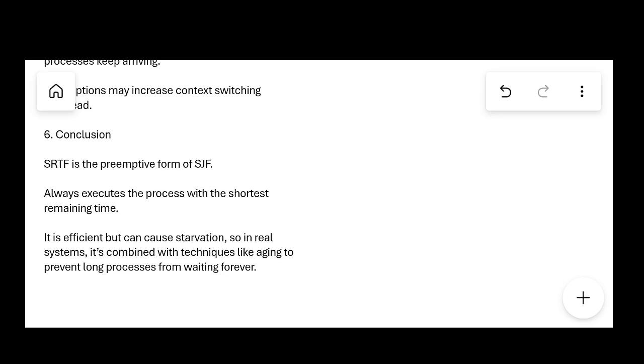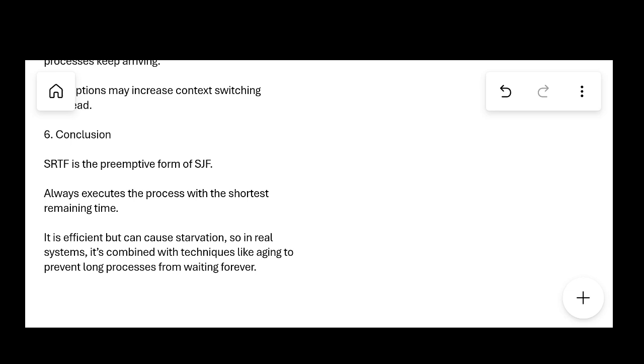Conclusion: SRTF is the preemptive form of SJF, and it always executes the process with the shortest remaining time. It is efficient but can cause starvation, so in real systems it is combined with techniques like aging to prevent long processes from waiting forever. It reduces waiting time but may cause starvation, and aging or other techniques can prevent starvation in a real OS.